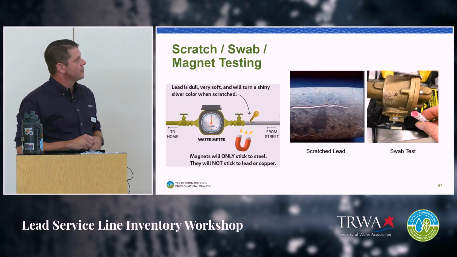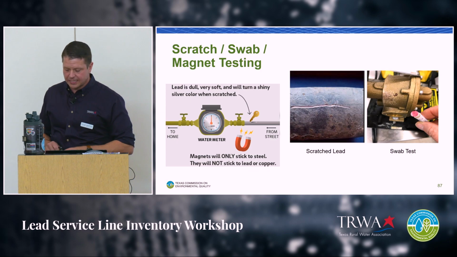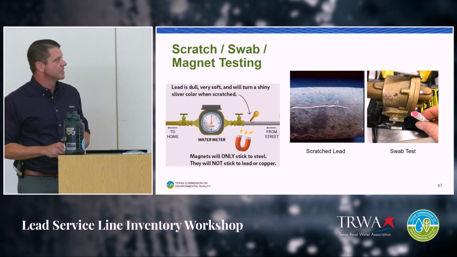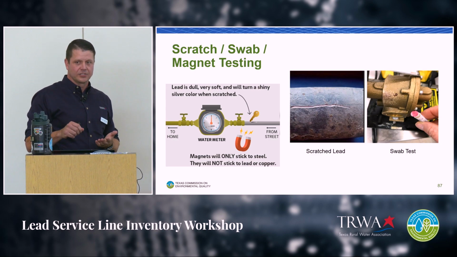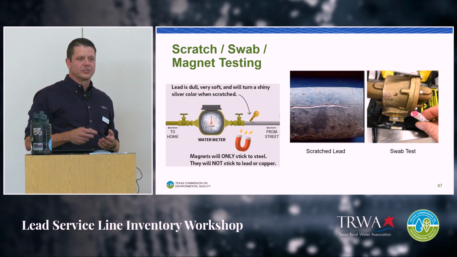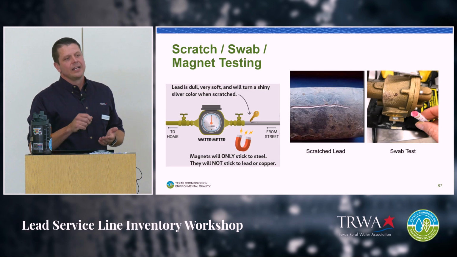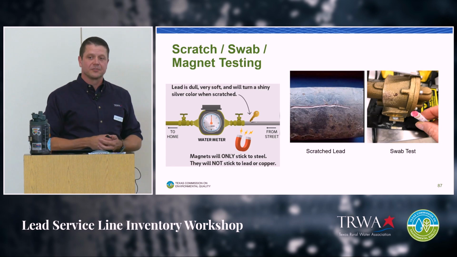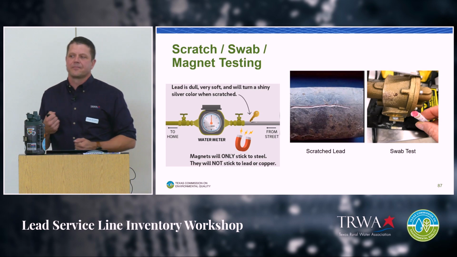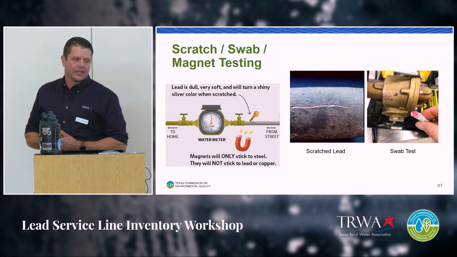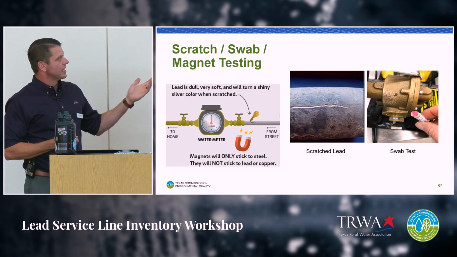The scratch swab magnet test. So if you do find a line and you're unsure what type of material, the scratch test is that you can put a small scratch. I want to make sure I emphasize a small scratch into this line. It is a soft material, but you should be able to see the shiny metal come through. This is typically an indicator of a lead line.